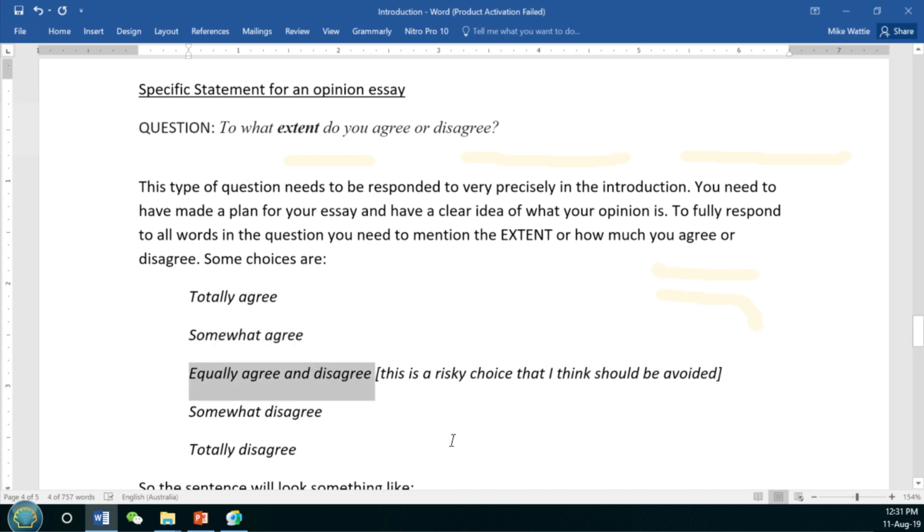Some candidates like to equally agree and disagree. I really don't favour this approach. For me, I think the hardest argument to make is that you equally agree and disagree about something, that the positives and negatives are exactly, precisely equal. It's an extremely difficult argument to make, and the other problem is that it often comes out a little bit unconvincing.